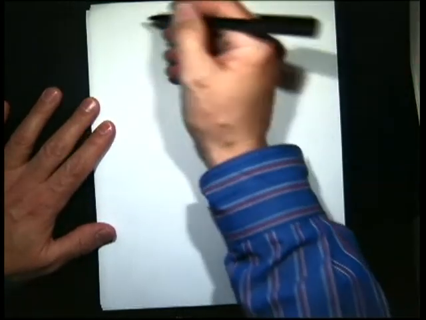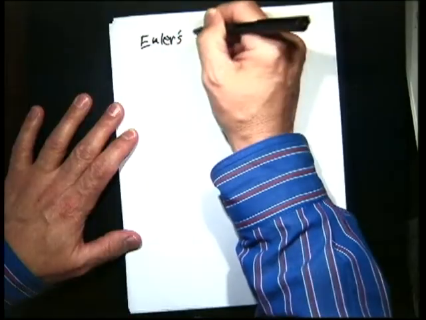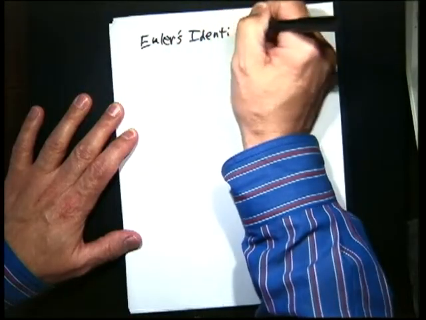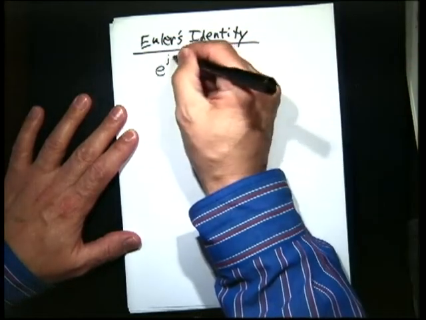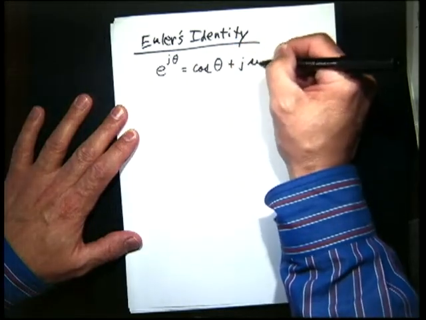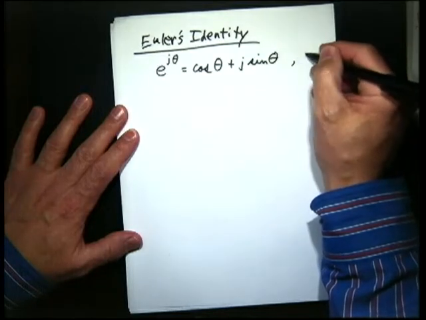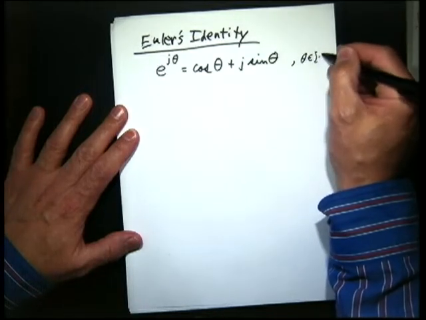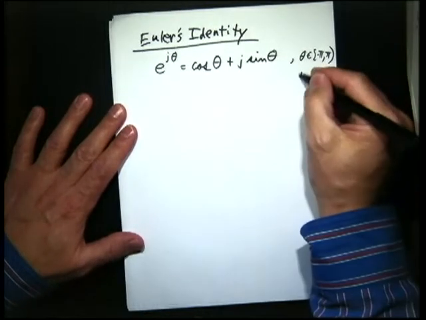So for the last piece, I would like to prove Euler's identity. Okay. So remember, Euler's identity is e to the j theta equals cosine theta plus j sine theta. And we'll take theta typically in the interval minus pi to pi, where j squared equals minus 1.